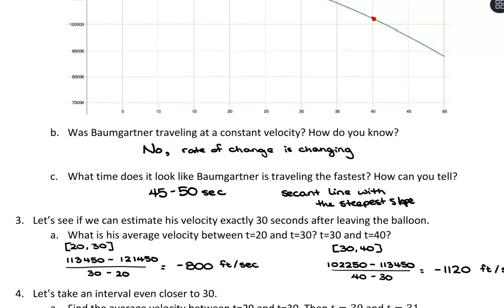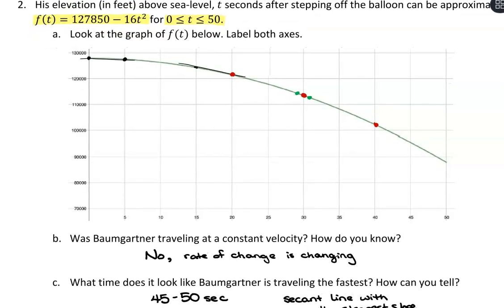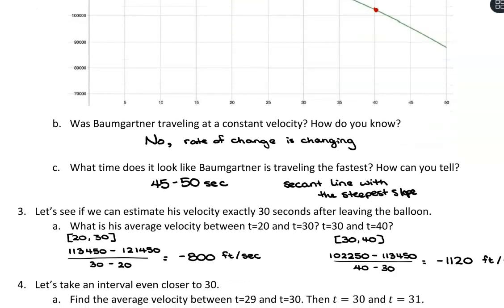I grabbed these from the function up above. Looking between 20 and 30 seconds, if we plug that into the function, we have these outputs. So 30 would give us 113,450, and 20 would give us 121,450. Again, the function was given to us up here as 127,850 minus 16t squared. With that, we can calculate our average rate of change, using our AROC formula: the difference in the outputs divided by the difference in the inputs. So we see this velocity of negative 800 feet per second.